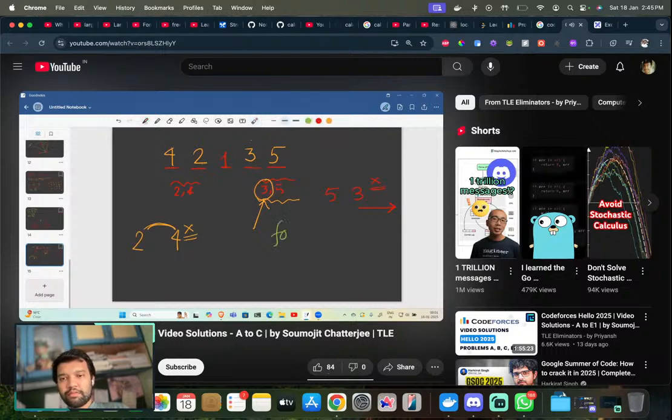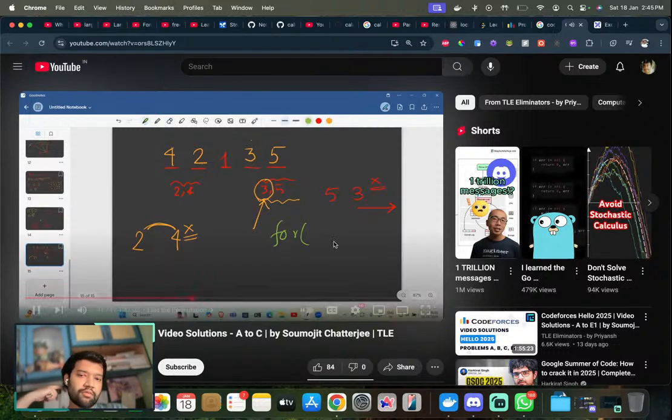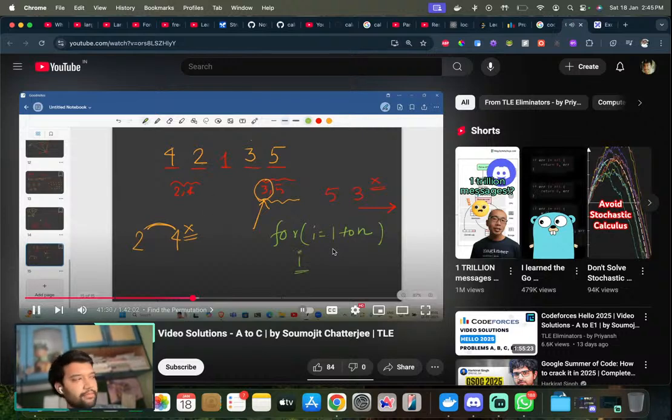Or what I have done is simply run a loop for i equal to 1 to n, and then try to find where i can be placed in the array. Oh, my solution was not a correct solution.